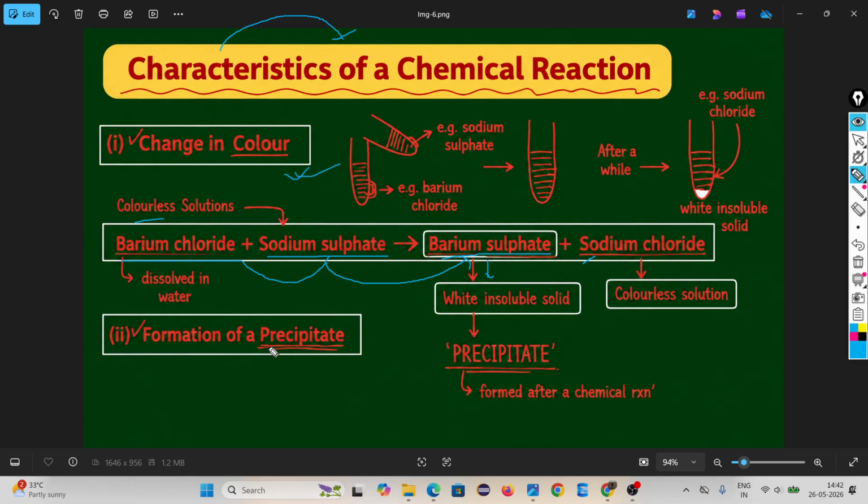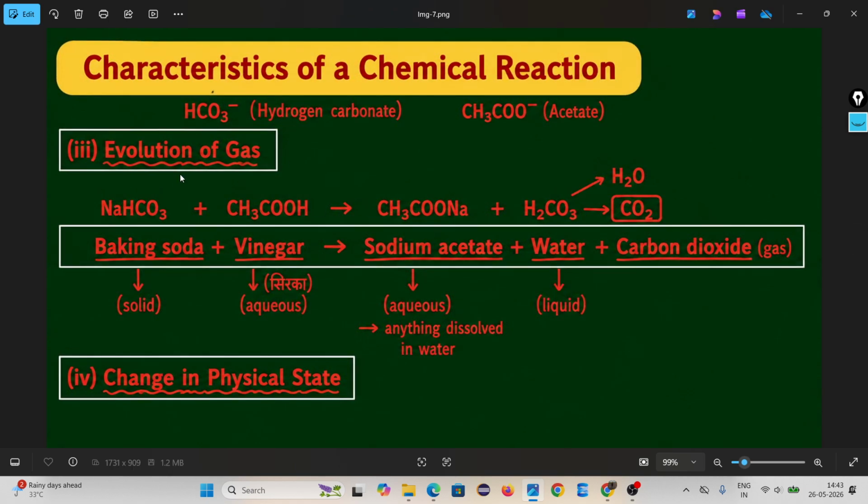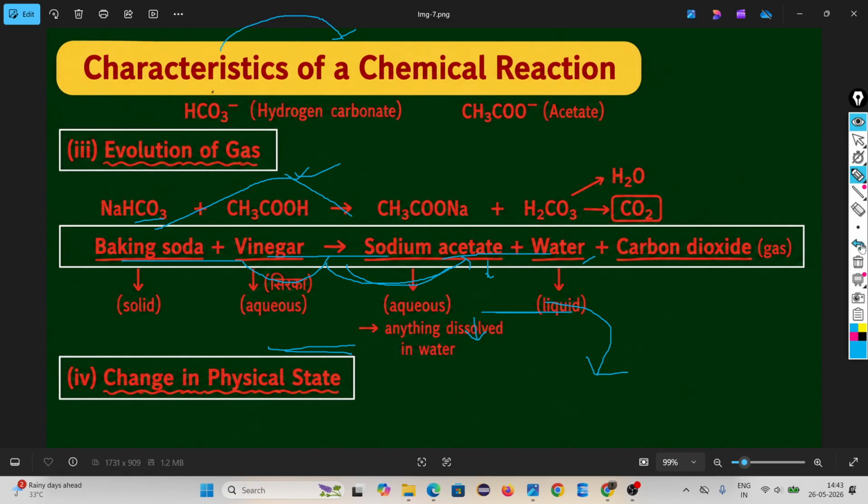Then formation of a precipitate. Precipitate means insoluble solid. Look, two solutions are mixing with each other to form one insoluble solid. This insoluble solid is called the precipitate. Precipitate is nothing but an insoluble solid formed after a chemical reaction. Then we learn evolution of a gas. When a chemical reaction is happening, evolution of a gas means gas is released.